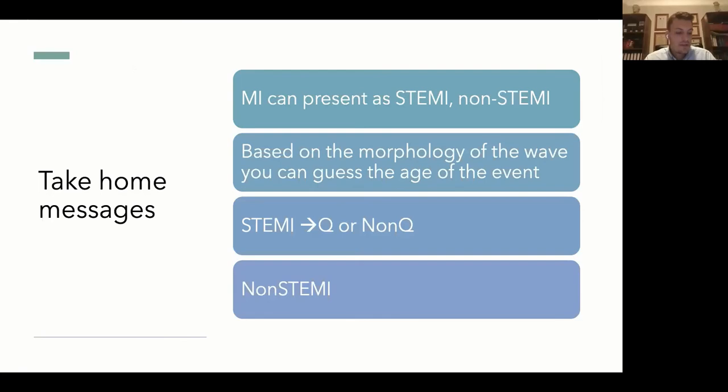Now, take-home messages to finish the second to last part of today's lecture, okay? MI can present as STEMI or non-STEMI, and based on the morphology, we can guess the age of the event. So we will talk about the P wave and the inversion of the T wave and the presence of ST elevation. Keep in mind that STEMI MIs will present as Q or non-Q pathological waves, and never forget how non-STEMI will have the inversion of the T wave and the ST depression, okay?